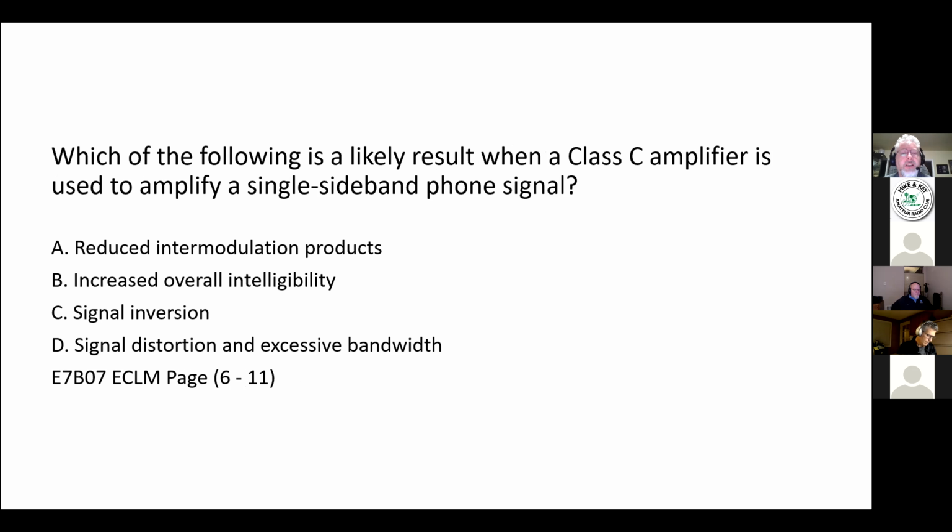Which of the following is a likely result when a Class C amplifier is used to amplify a single sideband phone signal? A, reduced intermodulation products. B, increased overall intelligibility. C, signal inversion. Or D, signal distortion and excessive bandwidth? Delta is correct, signal distortion and excessive bandwidth.